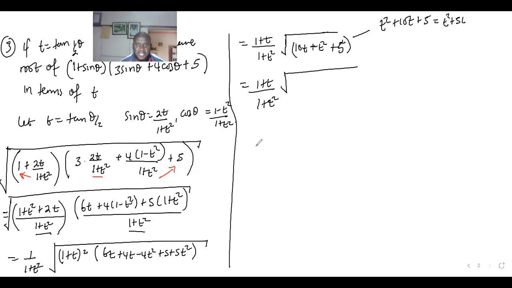So the best way to present this, because they said give the answer in terms of t, you'll say it's 1 over 1 plus t squared, into brackets t squared plus 10t plus 5, to the power a half. That is the answer. Let me check the answer they gave here. Answer is 5b.